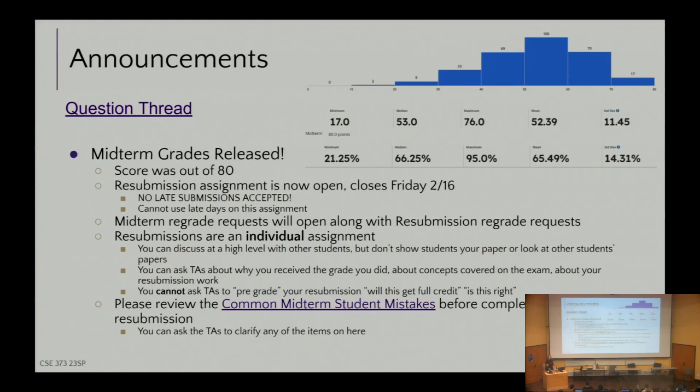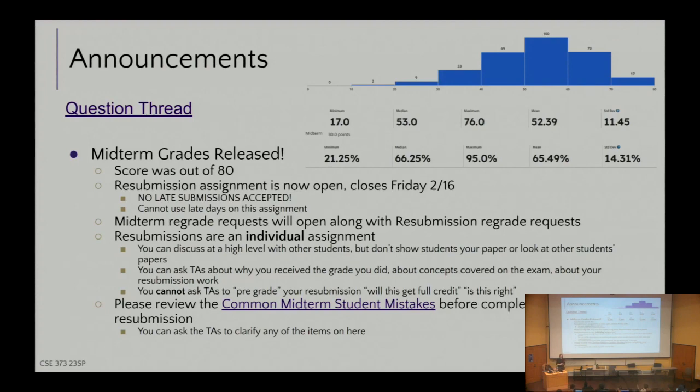It is an individual assignment, and you should know that, yes, I do run comparisons between all of your answers, because we live in the future, and that's just a button click for me in Gradescope. You can talk to the TAs about this. You can ask a TA to clarify why you got the score that you did get on the original midterm. You can talk to the TAs about concepts on the midterm. You cannot ask a TA to pre-grade your submission, though.